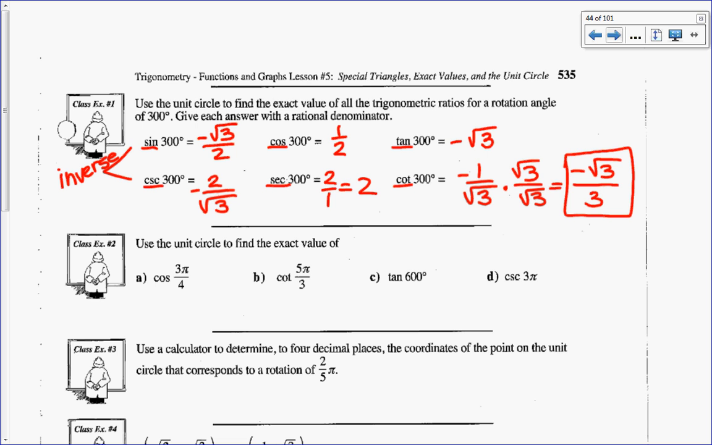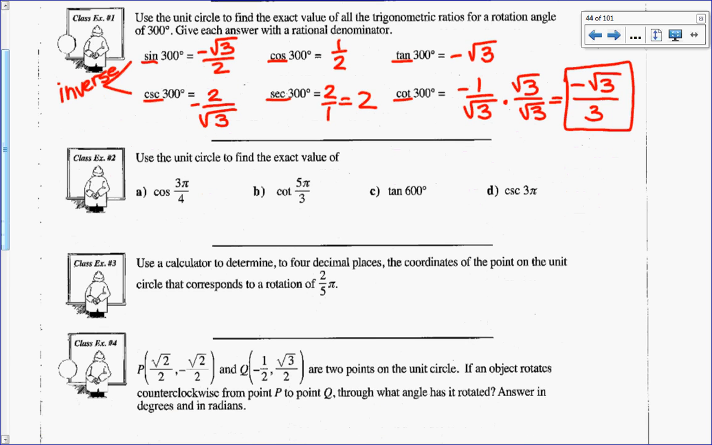Negative root 3 over 3. Okay. Number 2, use the unit circle to find the exact value of, and this time instead of being in degree measure, we're in radian measure. Okay, like I told you, we'll just be flipping back and forth and flipping back and forth. In fact, this one flips back to degrees, doesn't it?